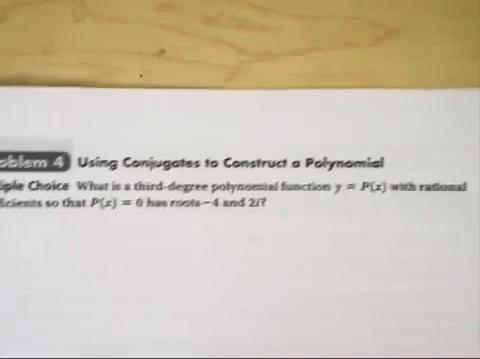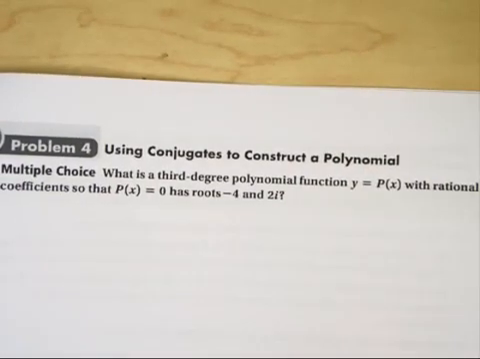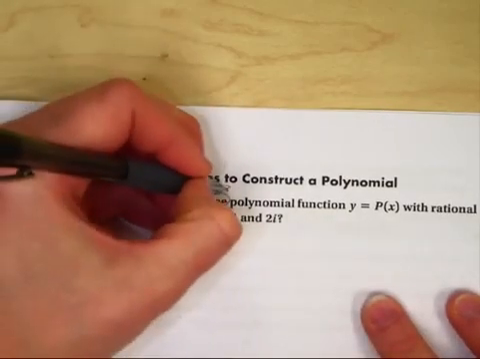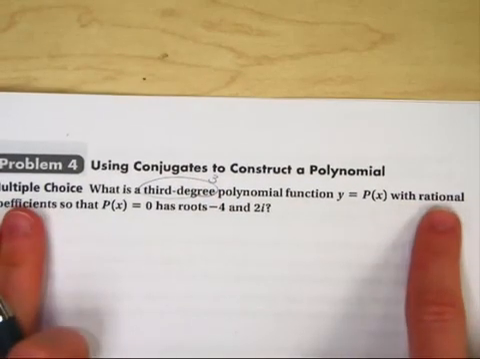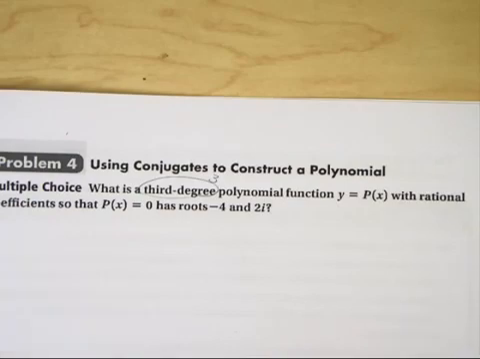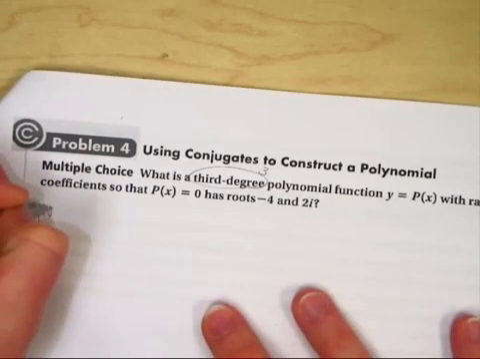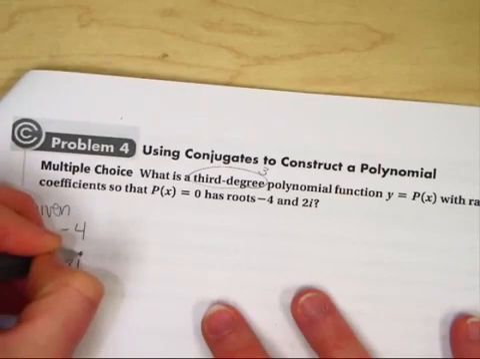Problem 4. Using conjugates to construct a regular polynomial, it's going backwards. Given the answers, what would the polynomial be? It says, what is a third degree polynomial? Okay, so we're going to have 3 x's when we multiply them all together. If it has rational coefficients, that means we're allowed to use our rules, so that p equals 0, and we have the roots of negative 4 and 2i.